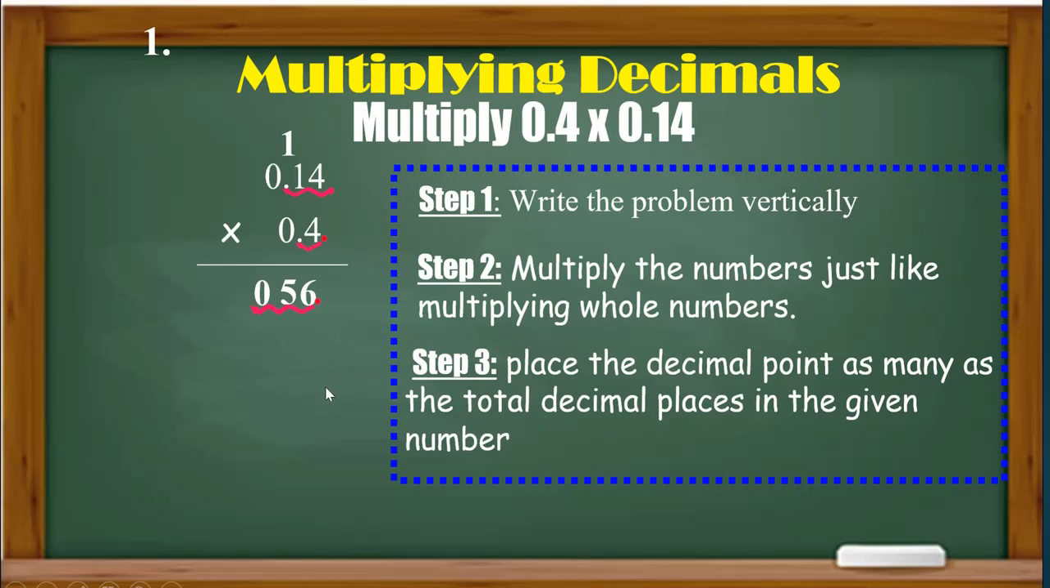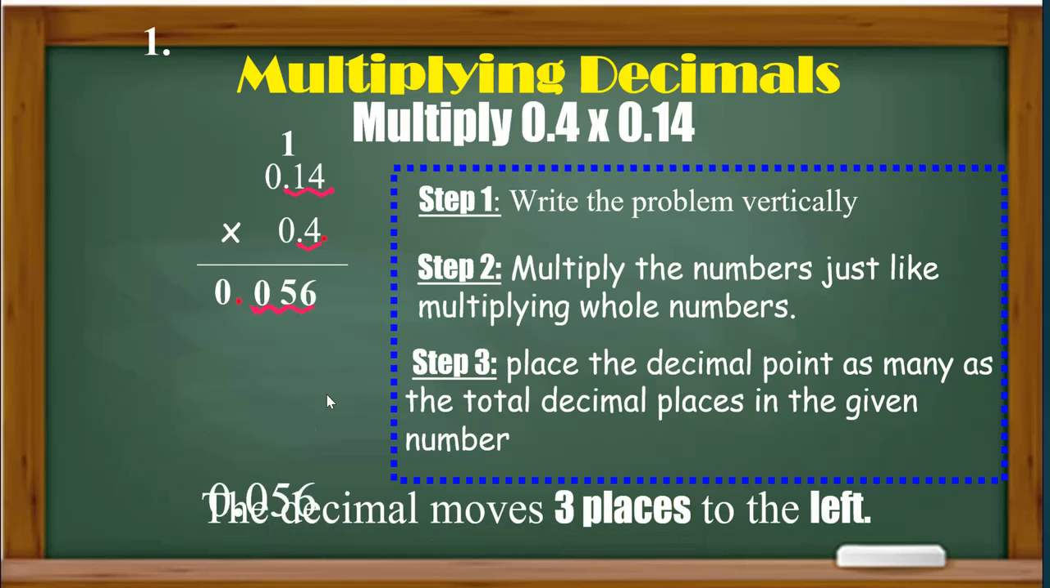So our answer will be correct. It is 56 thousandths.